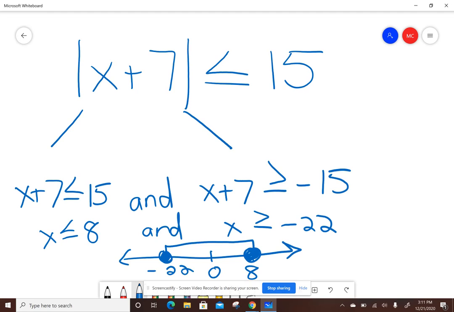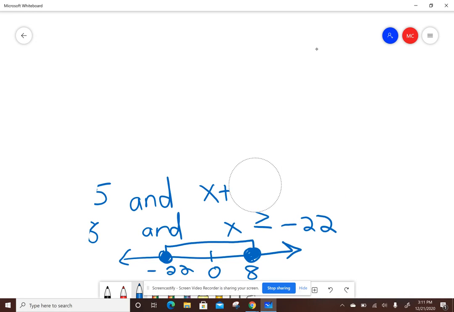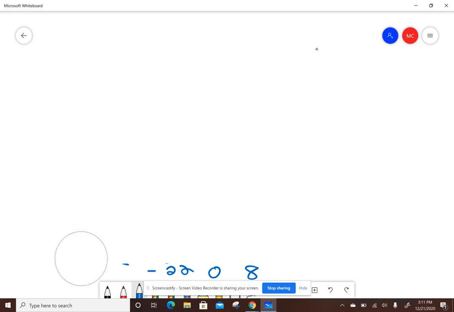So here we've had examples where we use less than and greater than. Okay, so that is your brief introduction to absolute value inequalities.